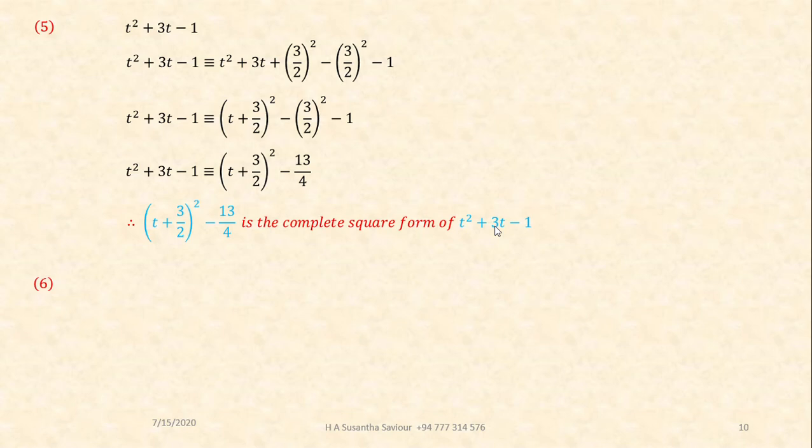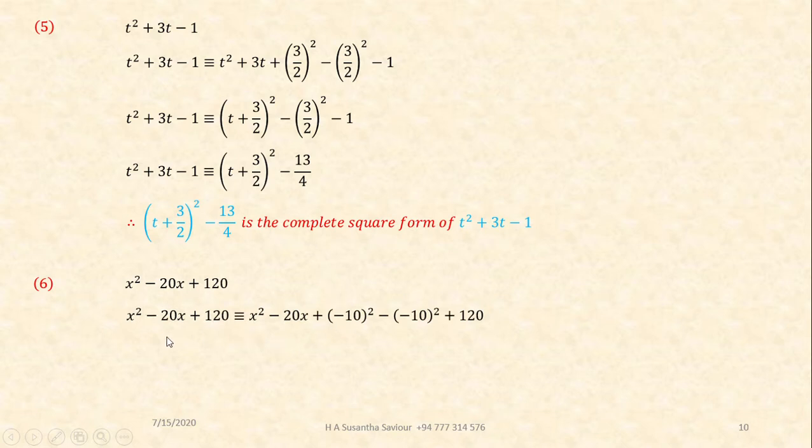Our next example is this: x squared minus 20x plus 120. Now in this case the coefficient of x is minus 20. So for x squared minus 20x plus 120, we take the coefficient of x which is minus 20, half of it is minus 10. So you square minus 10 and then subtract. So we add and subtract minus 10 squared.